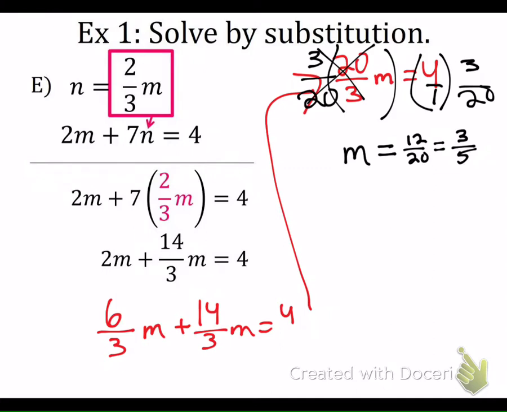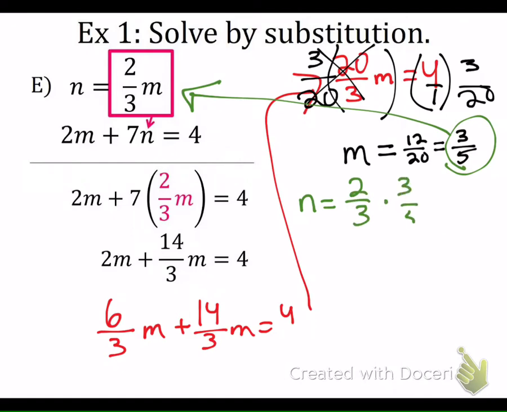All right. So we are going to plug this back in for the m up here. So n equals 2 over 3 times 3 over 5. So it's just going to be 2 over 5.